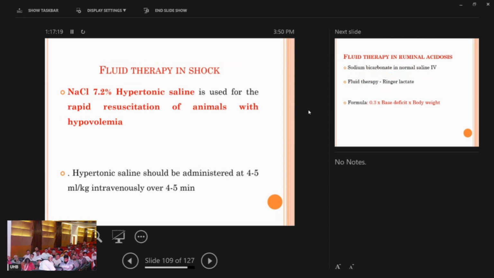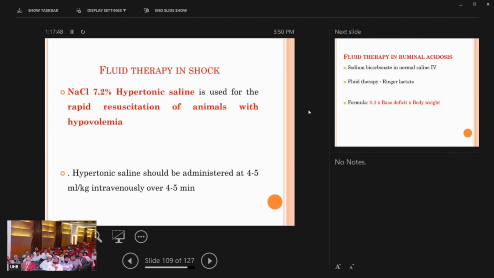Fluid therapy, as I already told, in shock condition, 7.2% hypertonic saline is excellent resuscitation in shock condition. So in this condition, what should we do now? Take a 20 ml syringe, take the plunger out, and put sodium chloride up to the 20 mark. That measures approximately 30 grams. So 70 grams in 1 liter of normal saline. Mix it and give it at a rapid rate.